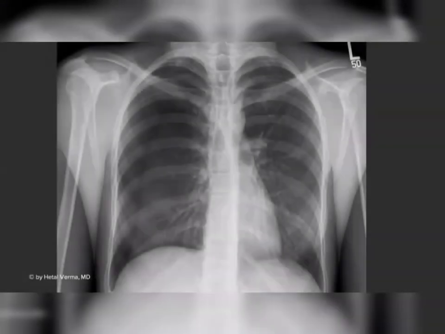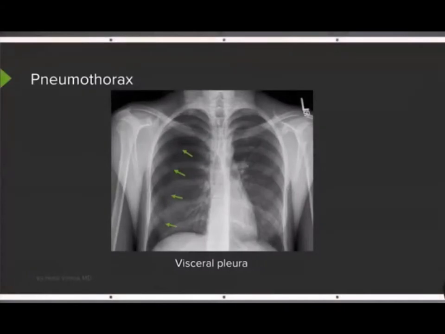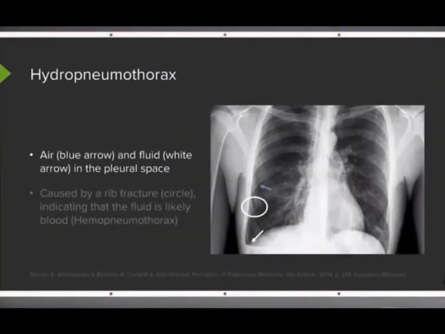Let's take a look at this patient here. Do you see a pneumothorax on this film? So the green lines point to the visceral pleural line. This patient does have a pneumothorax on the right. So this is actually a hydropneumothorax. So the air is pointed out by the blue arrow, and there's also fluid in the pleural space, which is pointed out by the white arrow.